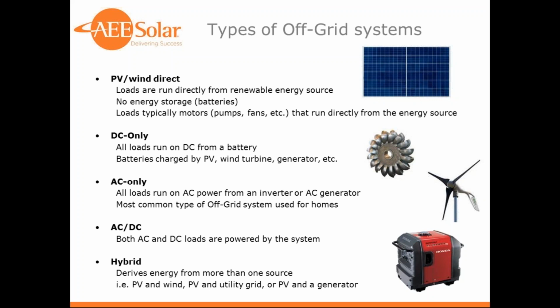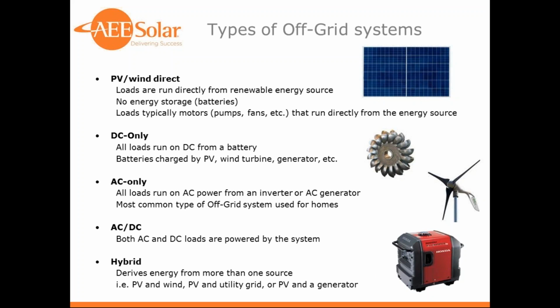Then there are systems that are AC only, where all the loads are run off an inverter or a generator. And these are the most common types of off-grid systems used for homes. I mean, in the old days, we used to wire homes both for AC and DC because many DC appliances, such as lighting, were much more efficient than their AC counterparts. But these days, really, AC only is pretty much the way to go, especially with LED lighting and other high-efficiency loads. Then there are systems that do have both AC and DC.